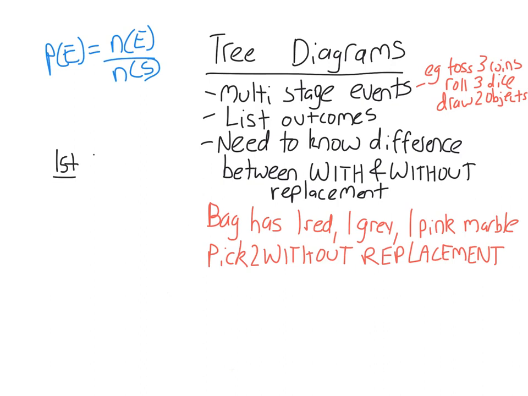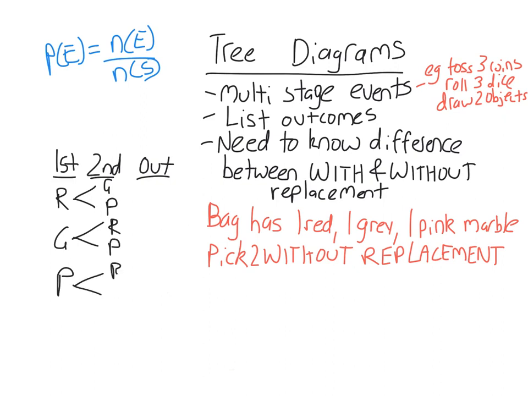We're picking a marble, picking a second marble, and that's why it's a multi-stage event. So first go, I could get the red, I could get the grey or the pink, no problems there. But if I get red first go, because it's not being replaced, I can only get grey or pink the second go. And if I pick grey first, I can only get red or pink the second go, and so on. So this is what my tree diagram looks like.